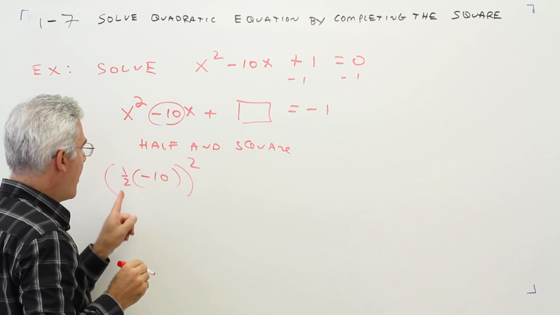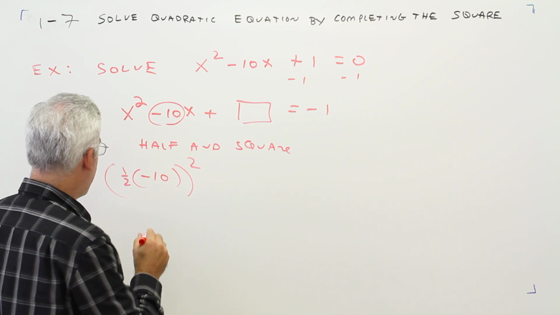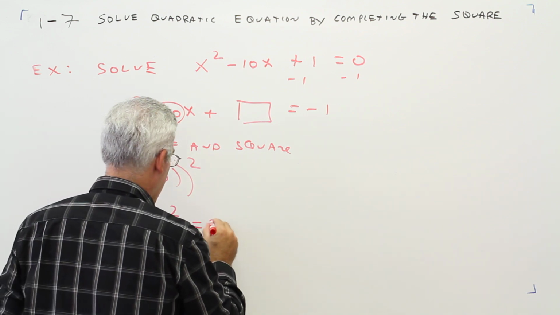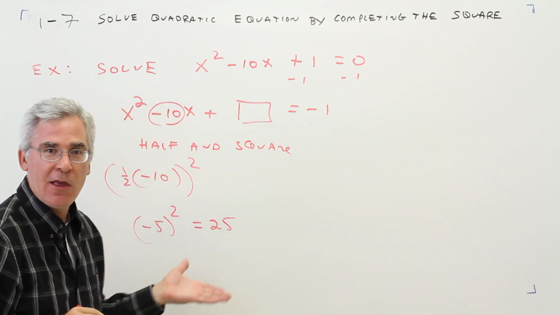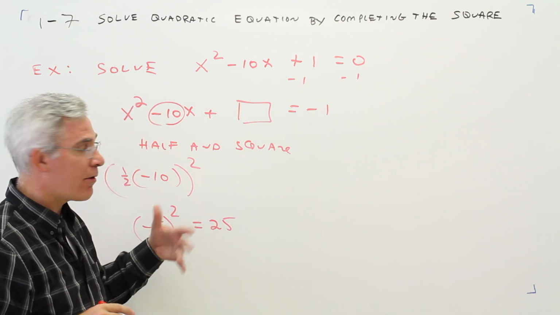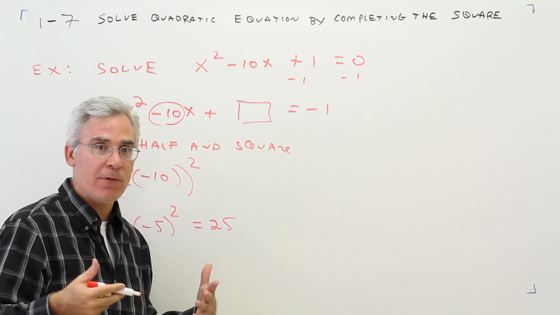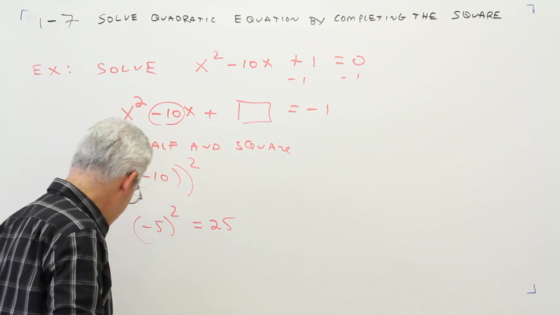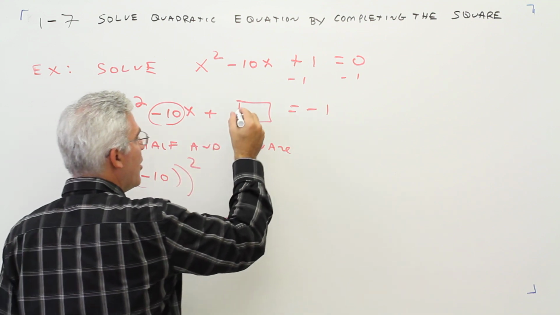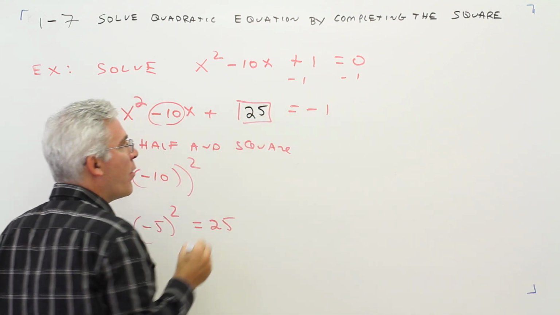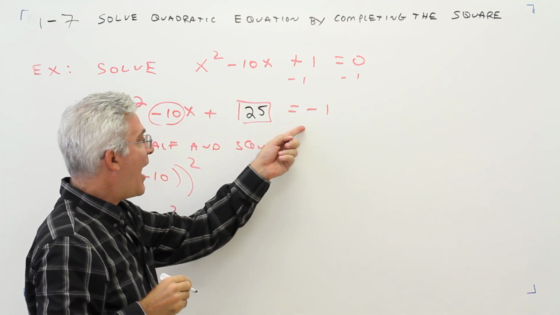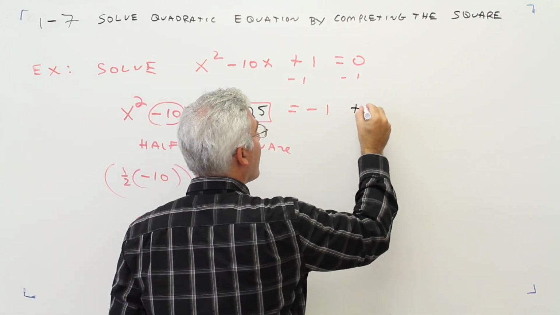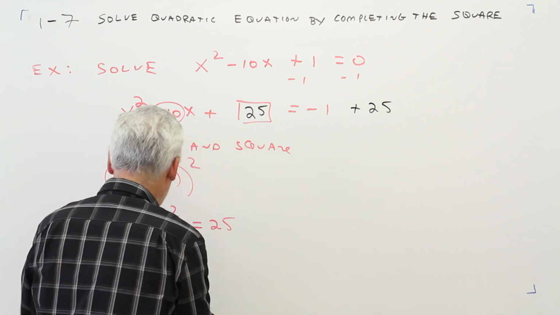So half of negative 10 is negative 5, and negative 5 squared is positive 25. You'll always get a positive number here because a negative times a negative is a positive, and a positive times a positive is positive. So half and square gave me 25. So what I'm going to do is insert a 25 there, but if I add 25 to the left-hand side of the equal sign, I must add it to the right-hand side to maintain the balance.